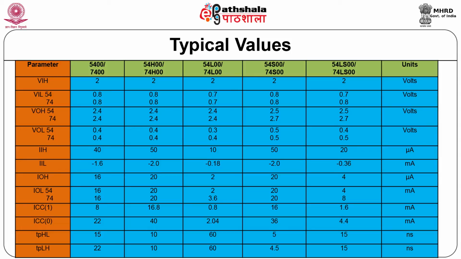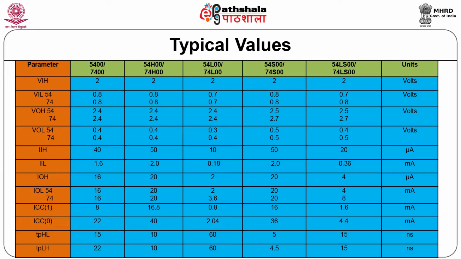VOH for 74 series is 2.4, 74H series 2.4, 74L series 2.4, 74S series 2.5 and 74LS series 2.5 volts. There is a difference in these values for the 74S series between the 54 and 74 series. For 54S and 74S there is a difference in the values of VOH: 2.5 and 2.7 respectively.